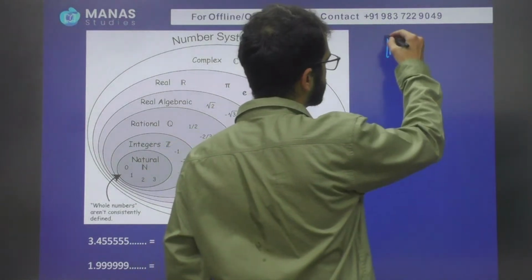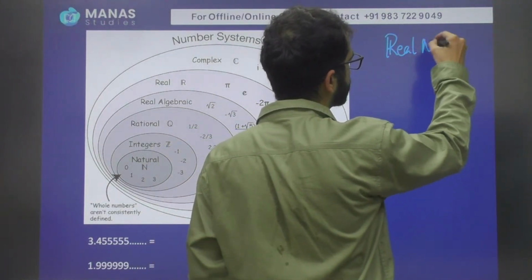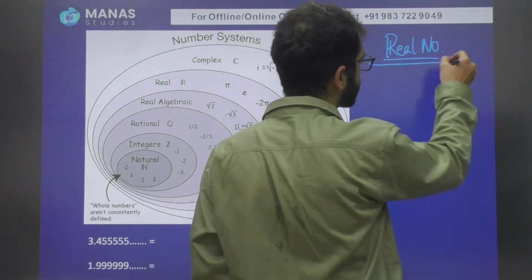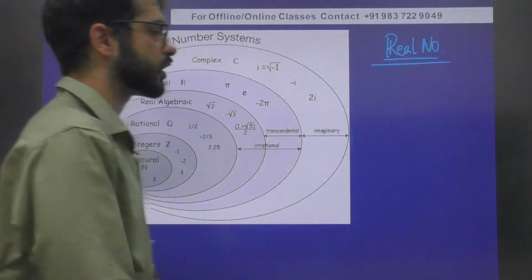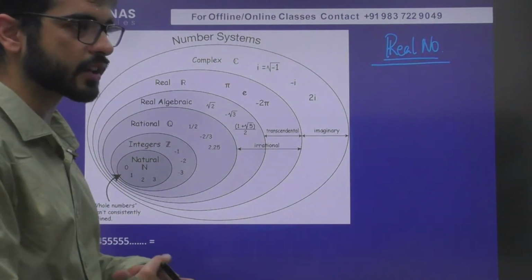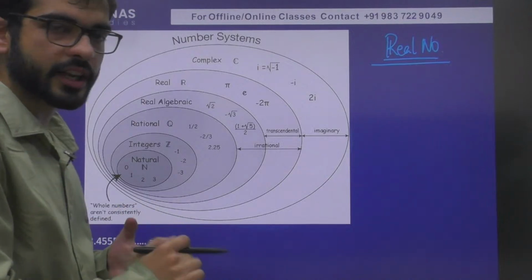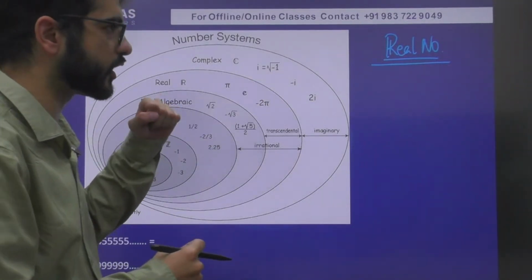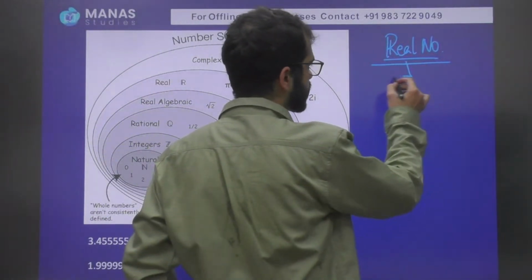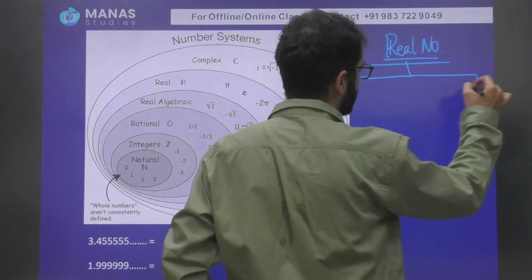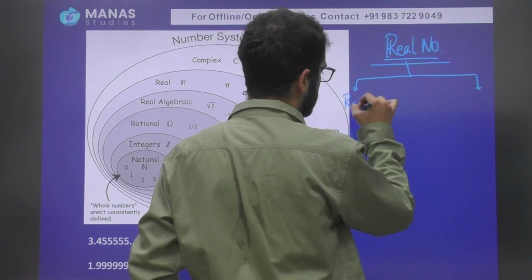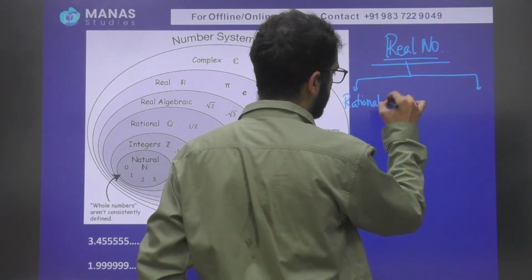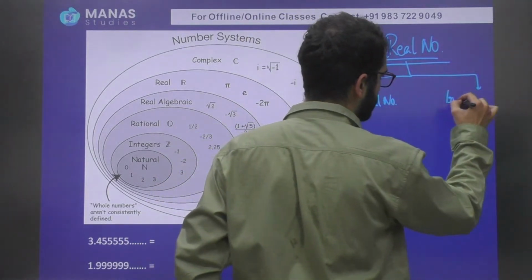The topmost is going to be real numbers. In real life, the numbers which we use fall under the category of real numbers. They encompass everything in the real world. Every number that you may have heard of or ever used in mathematics is going to come under the category of real numbers. Now, real numbers are divided into two parts. The first is a rational number, and the second is an irrational number.